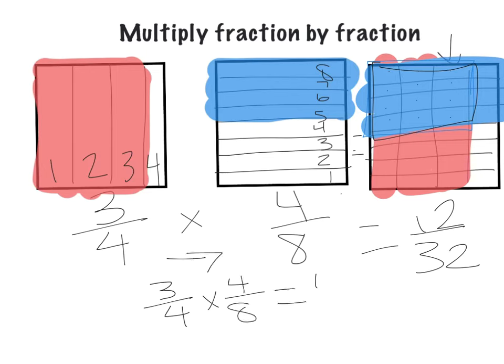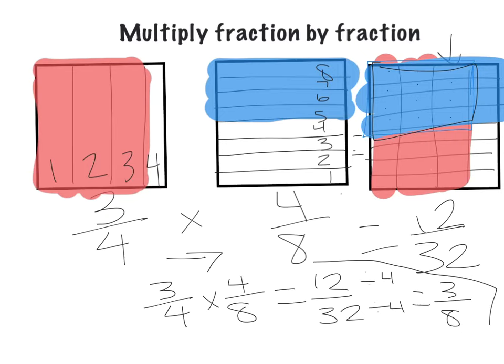So 3 times 4 is 12, and 4 times 8 is 32. And you can see that this is representing the same. Now, when you have fractions, you do need to make sure that they're in simplest form by finding the greatest common factor of the numerator and denominator. If I were to find my factors, 4 is my greatest common factor. So I have to divide the numerator and the denominator by the same thing to keep it equivalent, and I would get 3/8 as my simplified answer.